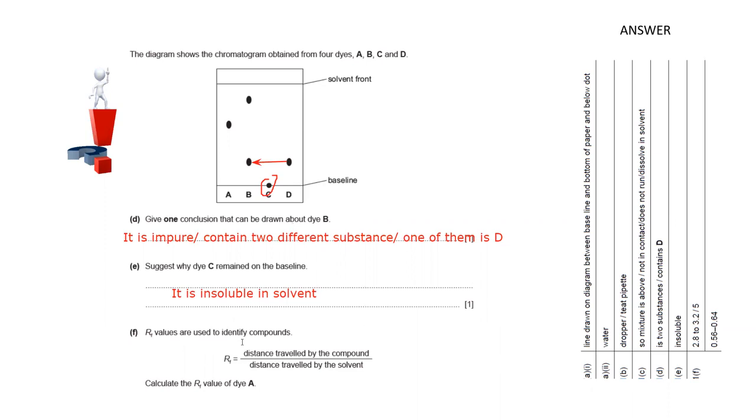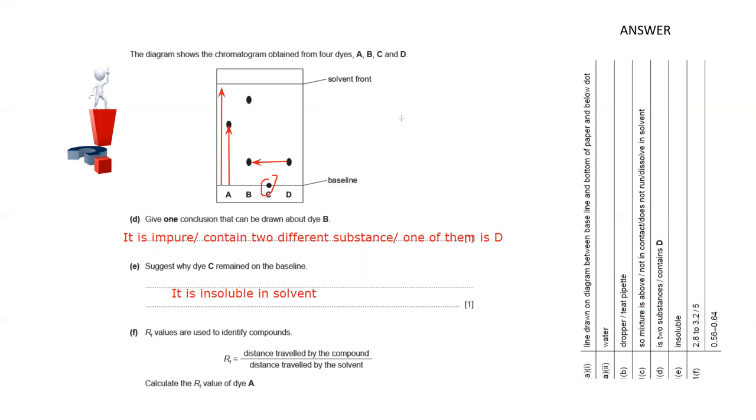The Rf value is used to identify the compound. Calculate the Rf value of A. So how will you calculate the Rf value of A? You will use your ruler or a scale to measure the distance moved by the spot. You can use the computer screen right now and measure these distances. Distance moved by the spot to distance moved by the solvent.